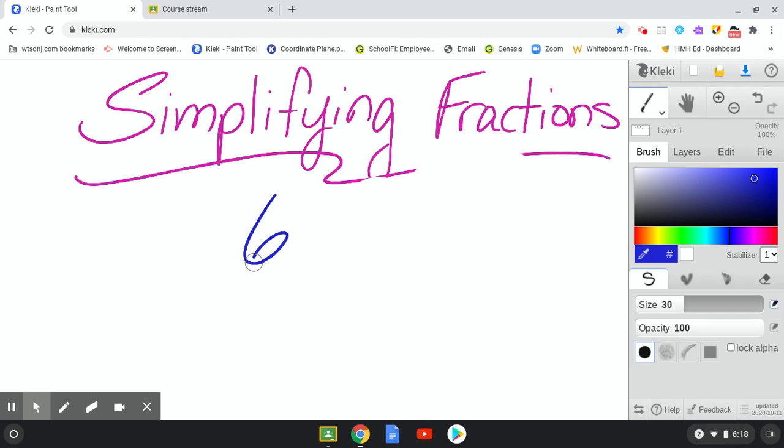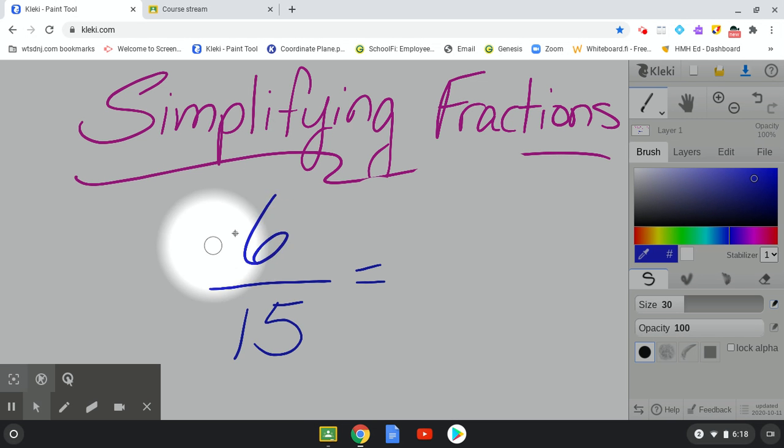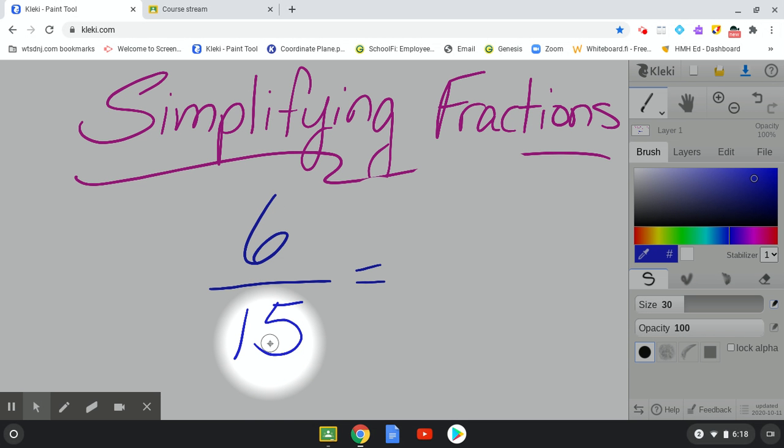Okay, if I have 6/15, so I'm going to look to see if both the numerator of 6 and the denominator of 15 are divisible by the same number. Well, I'm going to try my 2 rule. The 2 rule is if they're even, then they're divisible by 2. Well, 6 is an even number, but 15 is not. So that means they're not both divisible by 2.